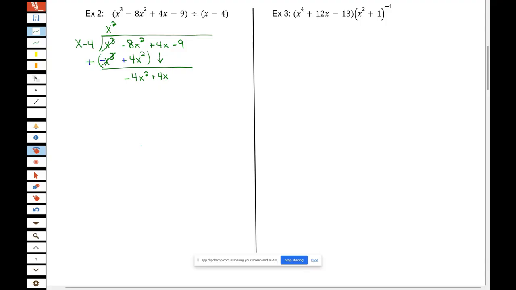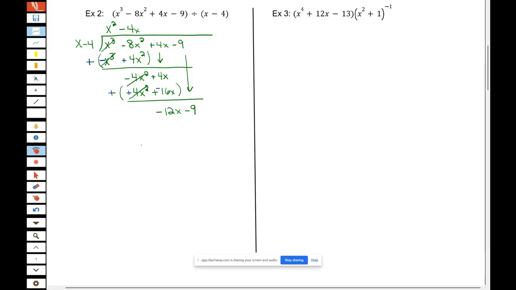And then I start the process again. What do I need to multiply by x to get negative 4x squared? Well, that would be negative 4x. So negative 4x times x is negative 4x squared. Negative 4x times negative 4 is positive 16x. And I'm going to subtract the entire quantity, which means I'm going to distribute the negative through my parentheses and then add. So these cancel because they're opposites, and 4x minus 16x is negative 12x. I bring down my next term.